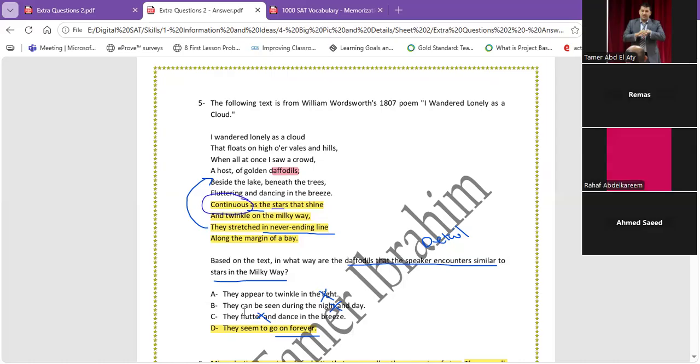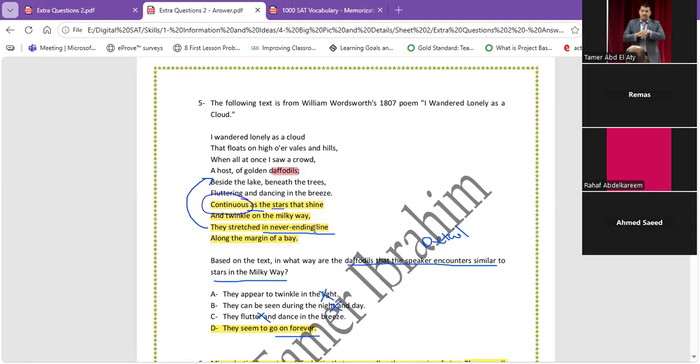Mister, can you explain why A is not correct? Okay, here you said twinkle in the light. What is twinkling? What is twinkling is the stars. He said the star that shine and twinkle. So the stars shine and twinkle. But how do the daffodils look like the stars? They are continuous as the stars.